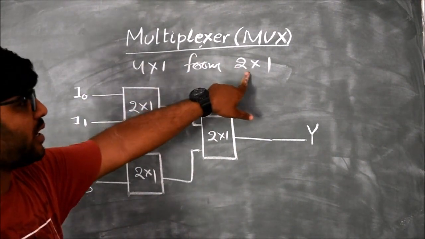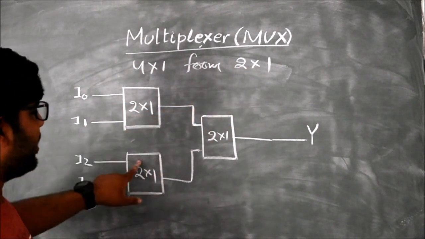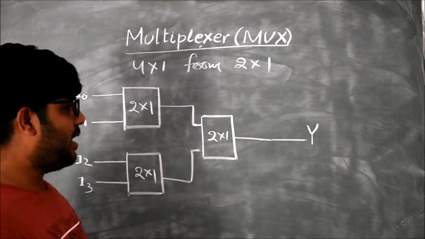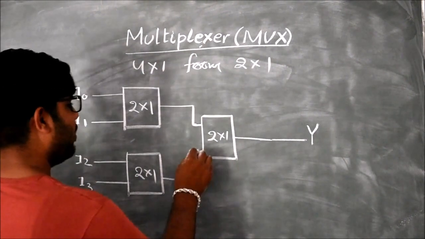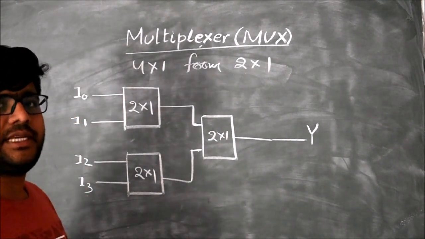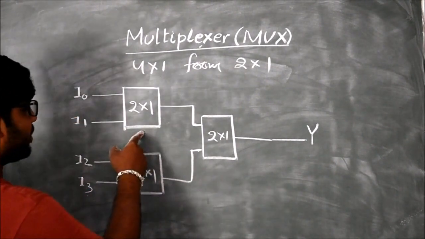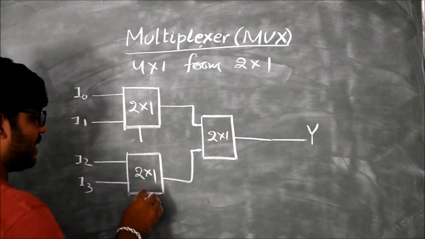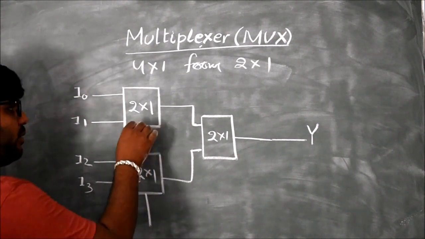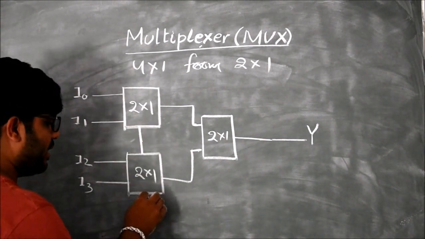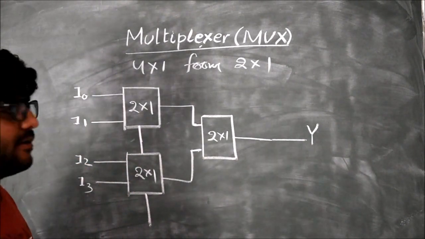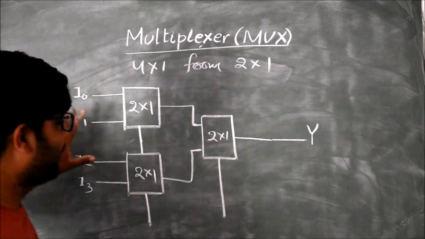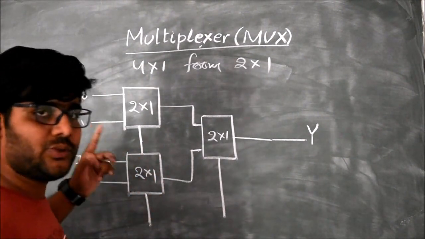So, to create a 4 cross 1 multiplexer using 2 cross 1 multiplexers, you need 1, 2, 3, that is 3, 2 cross 1 multiplexers. Yes. Now the trick is how to do the selection lines. Each 2 cross 1 multiplexer has one selection line, so you short the two first-level selection lines to create only one selection line, and this is the other selection line. Yes or no? So 4 inputs, 2 selection lines, 2 to the power 2 is equal to 4.